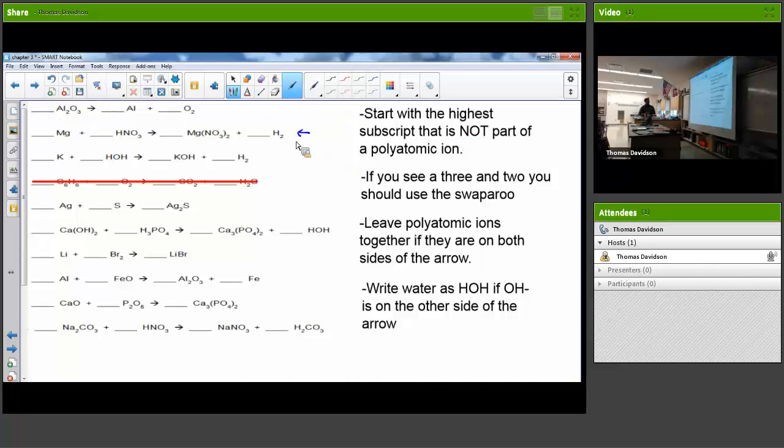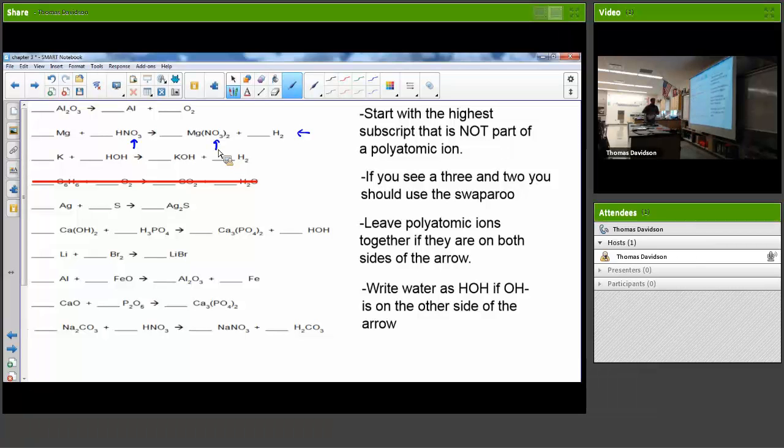Okay, let's notice first off that this does include a polyatomic ion. You all right with that? Just for practice. Magnesium plus, if it starts with an H, it has to be an acid, right? It's NO3, so it's called nitric acid. Goes to magnesium nitrate with hydrogen. All right, so here we go.